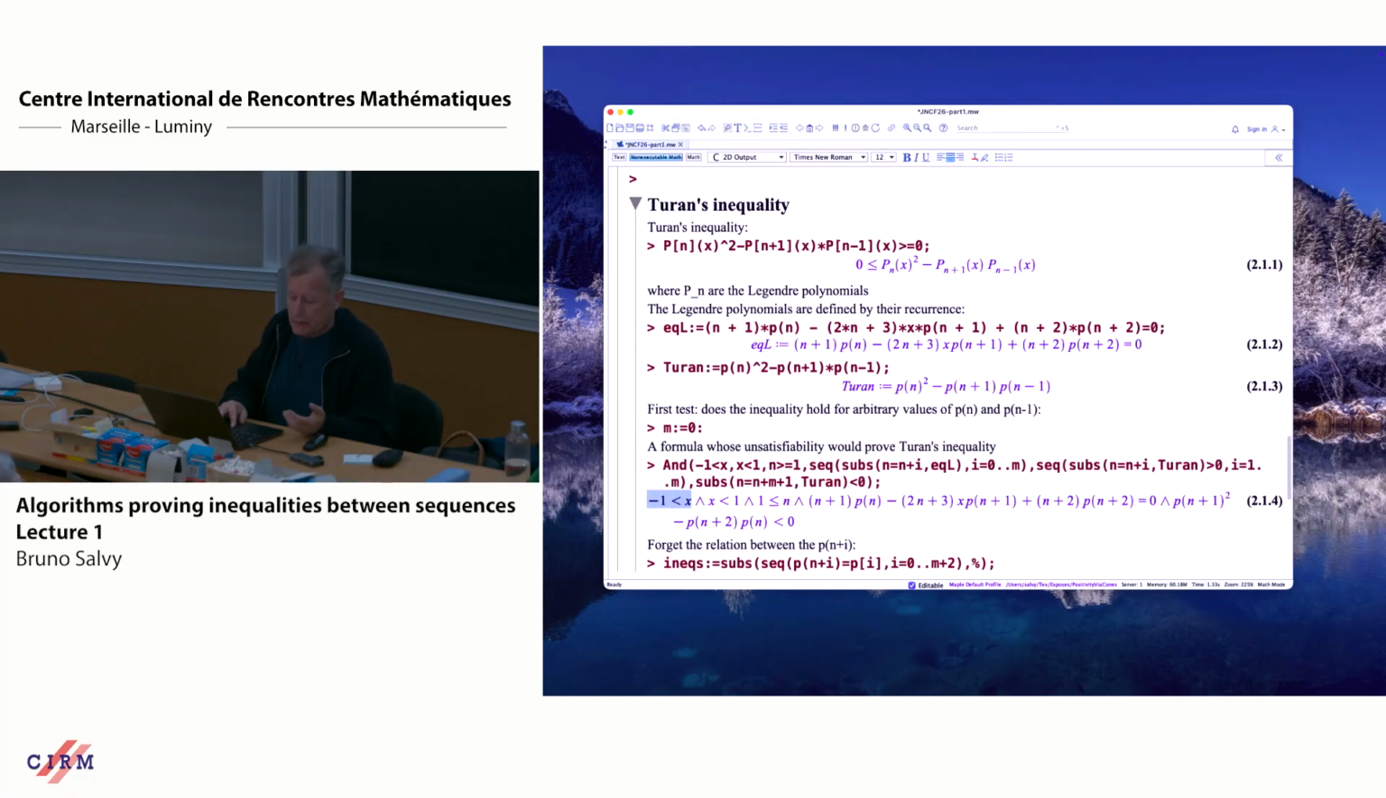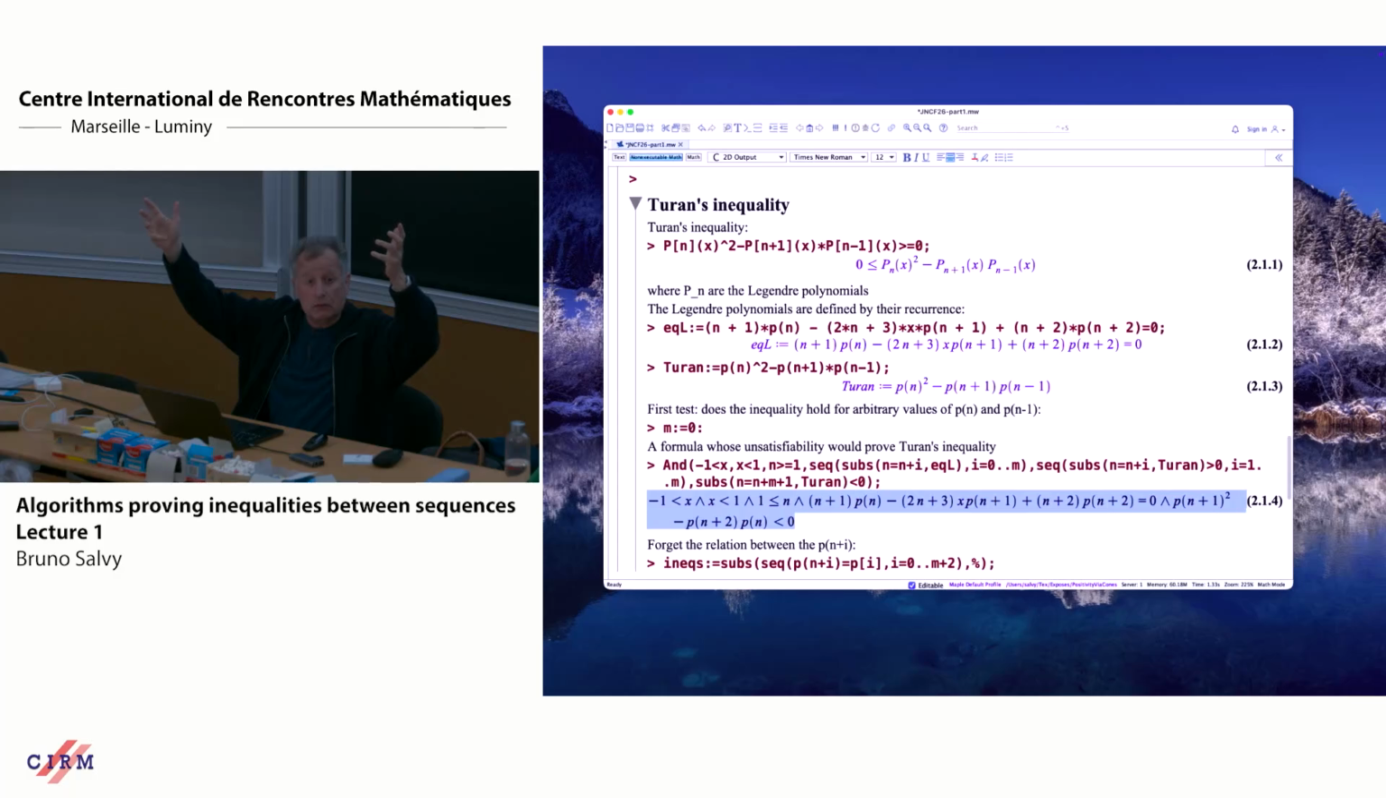-1 is less than x is less than 1, n is larger than 1. The first three values are related by the identity for the Legendre polynomials, and we're not lucky, or we are lucky, Turan's inequality does not hold. So if there is no solution to this, it means that I have proved Turan's inequality.